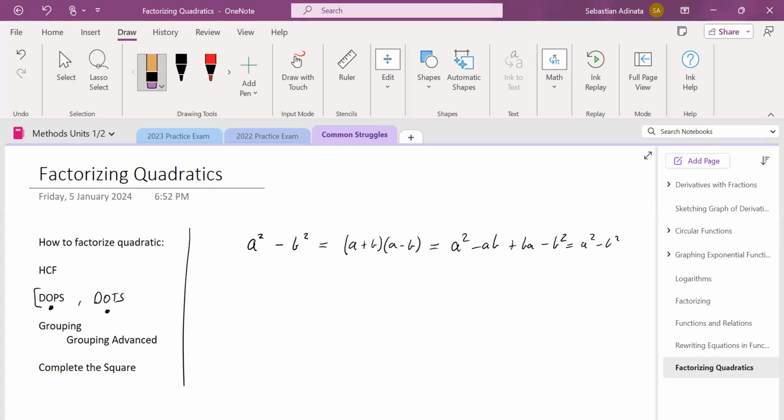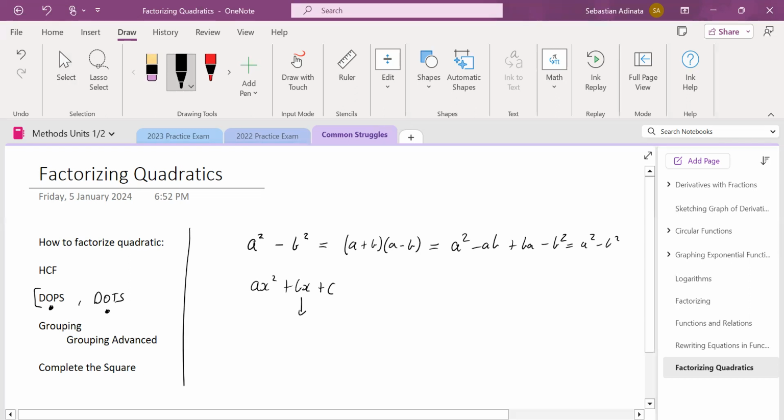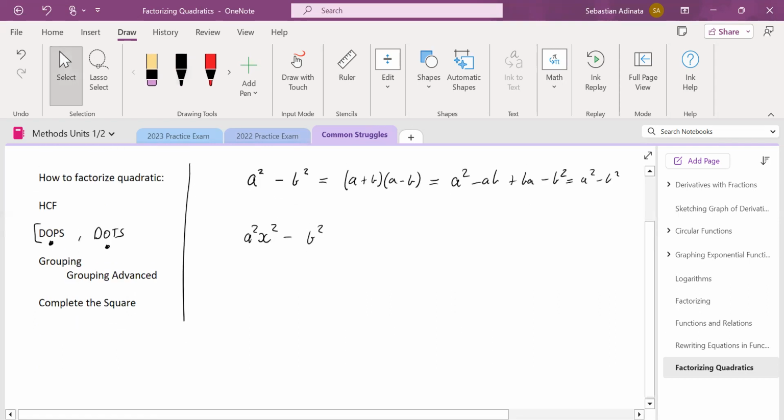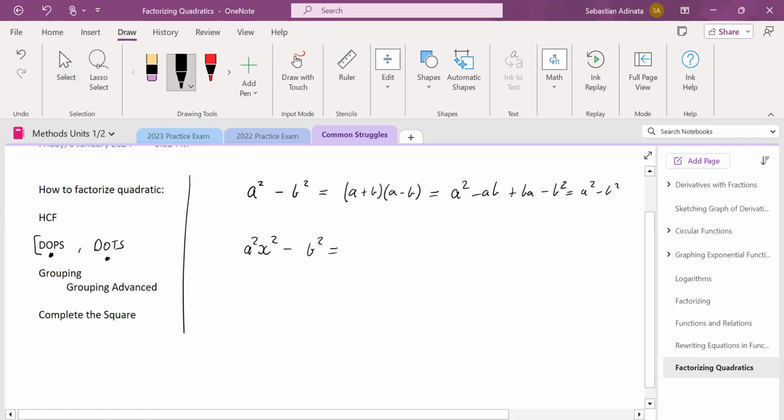So the key with quadratics is that this middle term is non-existent, it doesn't exist. So in order to use difference of perfect squares, we need this form. And we end up with (a x plus b)(a x minus b).